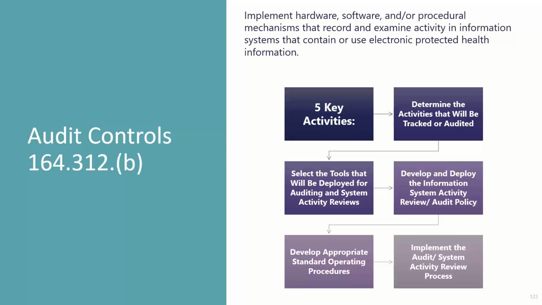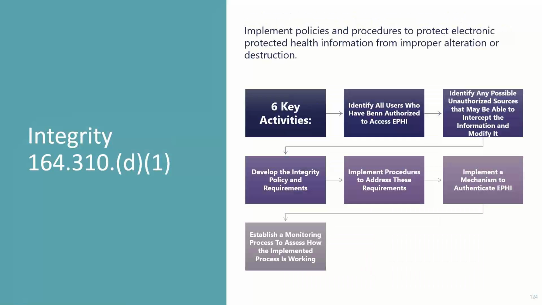We want to select the tools that will be deployed to audit the system, develop and deploy the information system activity review or the audit policy, develop appropriate standards, and implement the audit system. So there's a lot of things that we have to do with audit control. But if you think of Anthem and what went wrong there, how do we make sure we're auditing? So we always want to make sure we do that with the auditing.